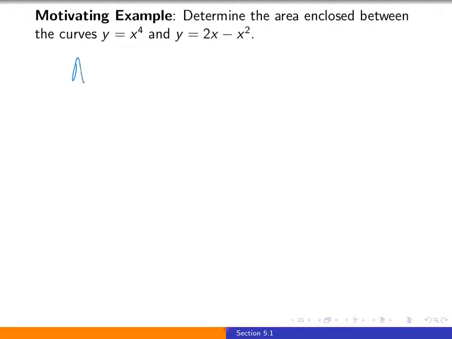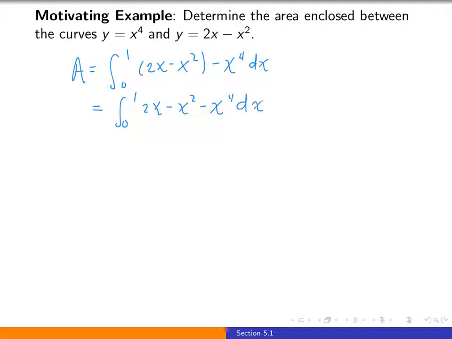So using our work on the previous slide, we said the enclosed area is the definite integral from 0 to 1 of 2x minus x squared, quantity minus x to the fourth. So this would be the definite integral from 0 to 1 of 2x minus x squared minus x to the fourth. And to evaluate this integral, we're just going to use the fundamental theorem of calculus. We first go through term by term and write down antiderivatives. So x squared minus 1/3 x cubed minus 1/5 x to the fifth.